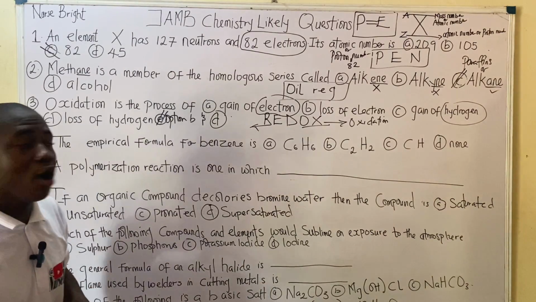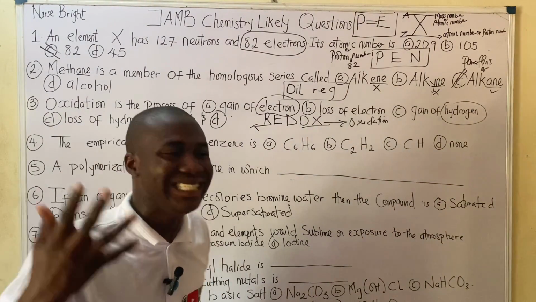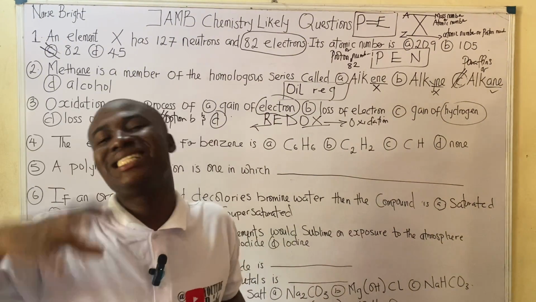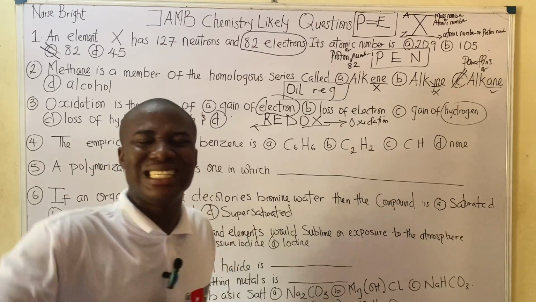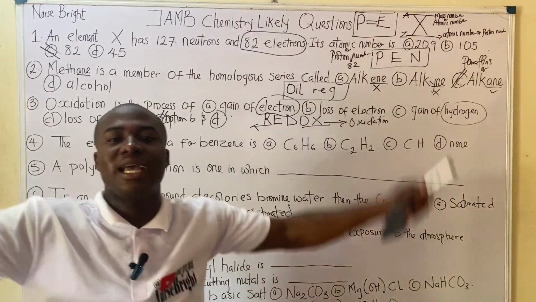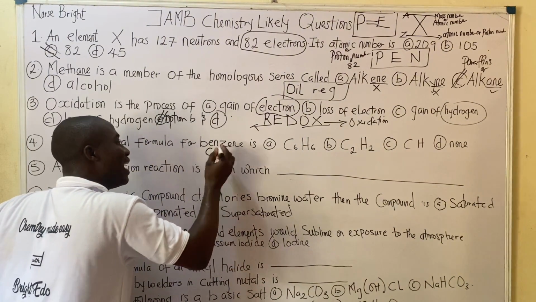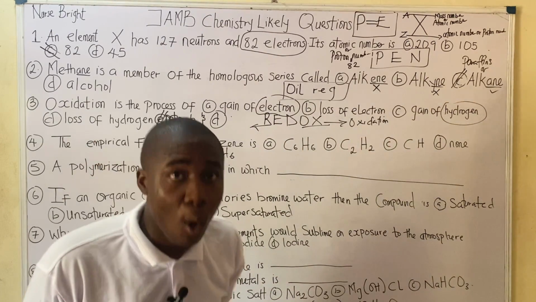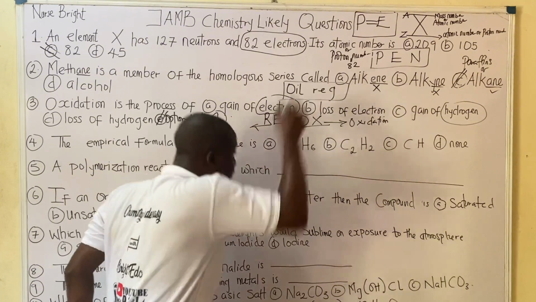So question number 4. Question number 4 says the empirical formula for benzene is. What's the empirical formula? Empirical formula is the simplest form a compound can exist. Do you understand? And everybody knows here that the chemical formula for benzene is C6H6. So should this be the empirical formula? No. Should this be the simplest form we can actually get benzene? No. I can break it down.